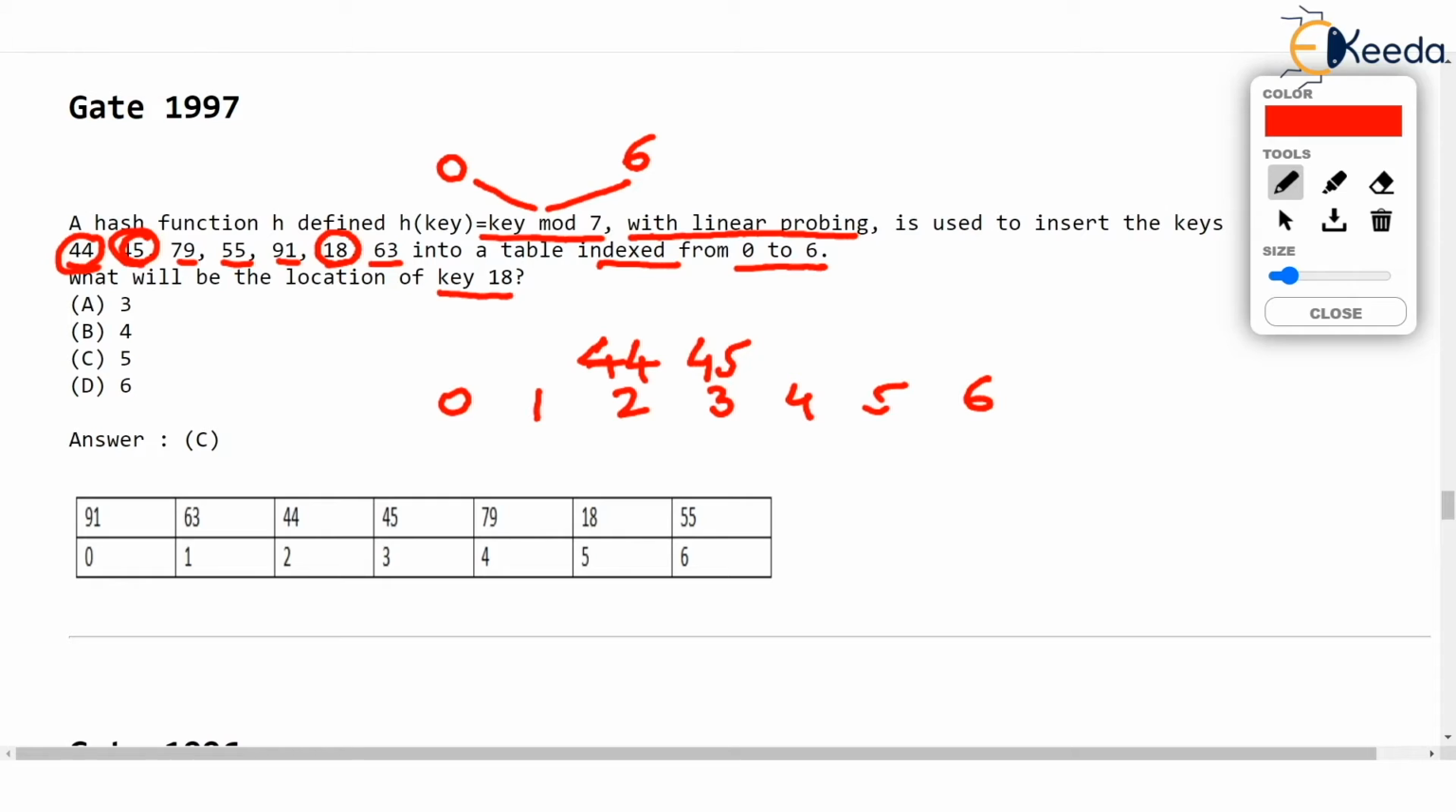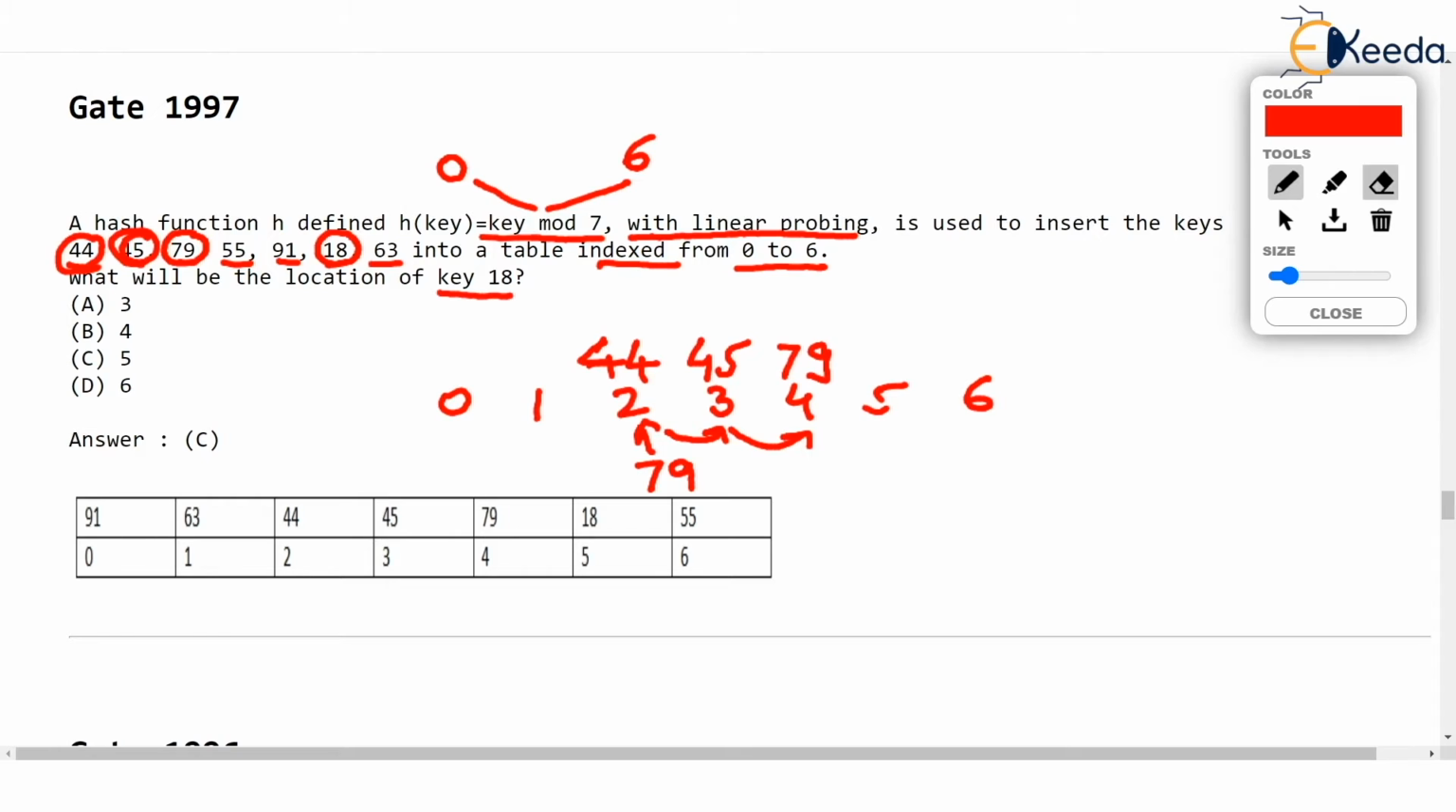The next key 79, you observe. 79 when divided with 7, 7 elevens are 77. So the remainder is 2. So actually 79 should go at the second address. But the second address is already busy storing 44. So we call this a collision, and if there is a collision, we will use linear probing. Linear probing says that if the location at which you are mapping the value is already booked, then you see just the next location, that's linear. If it is also full, just observe the next location, and it is empty, so you can store 79 at the fourth location.